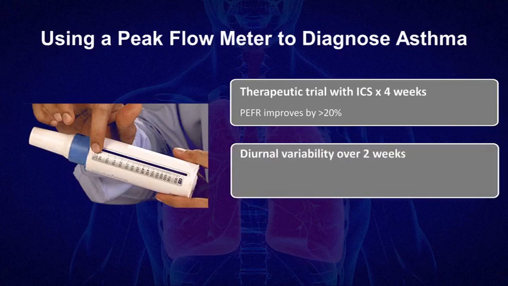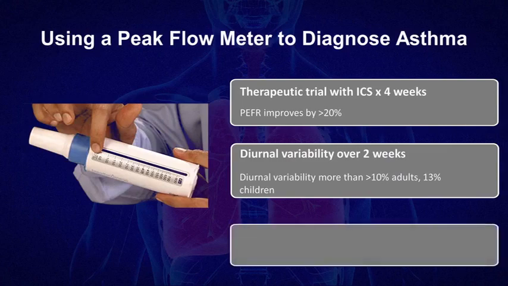Similarly, you could also look for diurnal variability, that is morning PEFR values versus evening PEFR values. Give the patient a peak flow meter to take home, ask the patient to do 3 blows in the morning, 3 blows in the evening, record the highest and look at the differences between the morning and evening PEFR values. If the difference is more than 10% in adults, more than 13% in children, then this is very strongly indicative of underlying bronchial asthma.